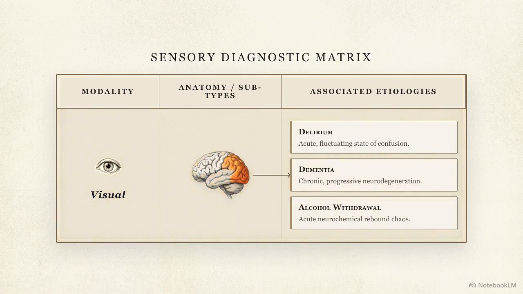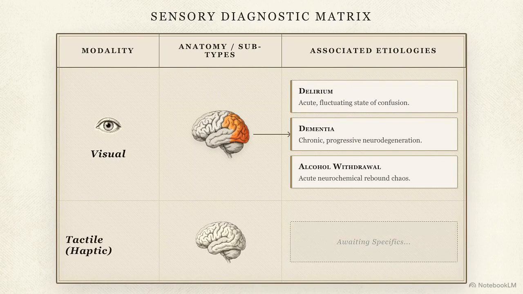If the patient reports seeing objects, people, or lights that are not present, the diagnostic probability shifts away from pure psychiatric illness. Visual hallucinations map strongly to organic brain decline and acute toxicity. They are primary diagnostic indicators for delirium, advancing dementia, and the acute neurochemical chaos of alcohol withdrawal.